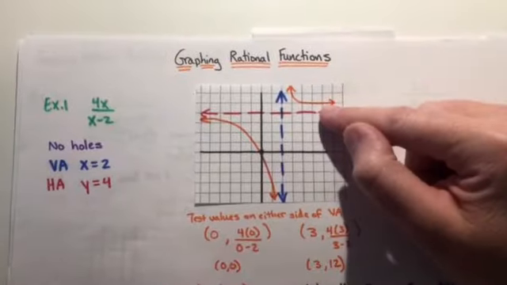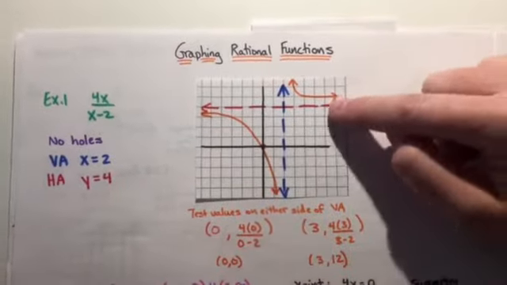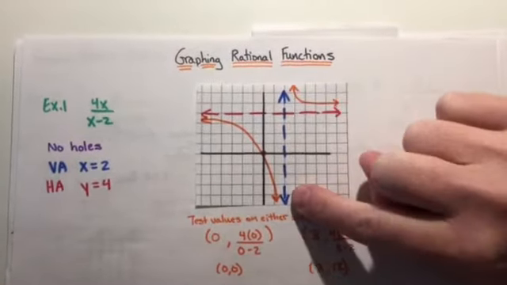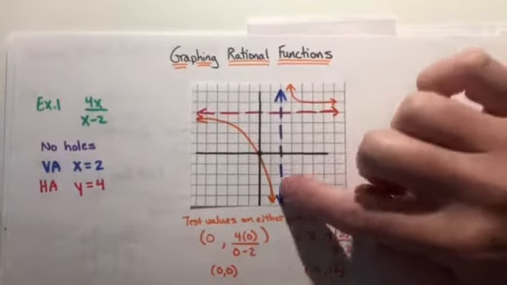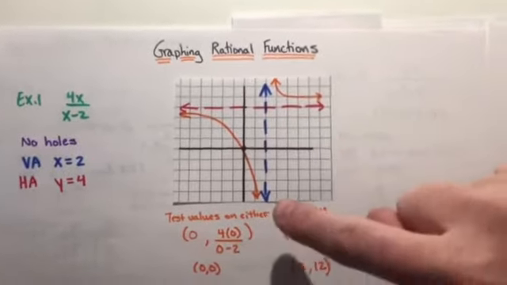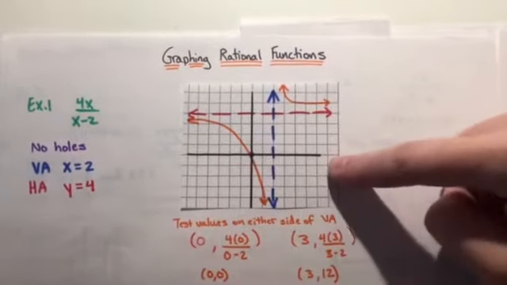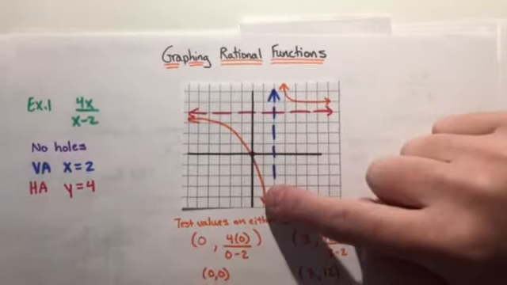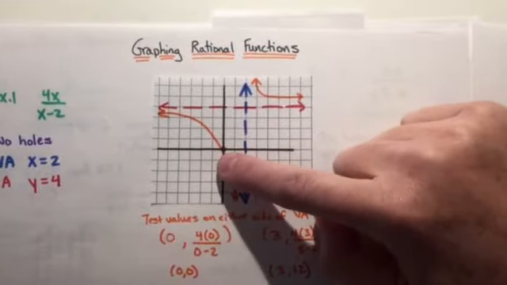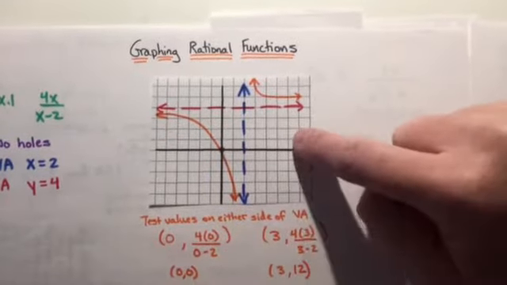So I sketched the horizontal one in red and the vertical one in blue. And then after you sketch those lines nice and neat and make them dashed, you need to test some values on either side of the vertical asymptote to figure out where your branches go. So I tested 0 over here on the left and 3 on the right.